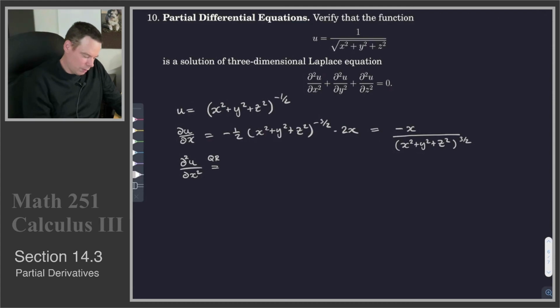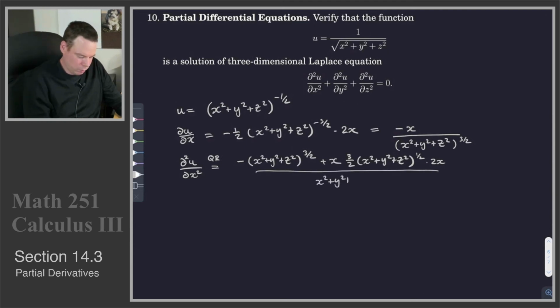So our quotient rule says it's the derivative of the top, which is negative 1, times the bottom, which is (x squared plus y squared plus z squared) to the 3/2, and then minus the top, so that's plus x, times the derivative of the bottom, which is 3/2 (x squared plus y squared plus z squared) to the 1/2, times the derivative of the inside, which is 2x. And then all of that is over the bottom squared, (x squared plus y squared plus z squared) all cubed. So there's our quotient rule.